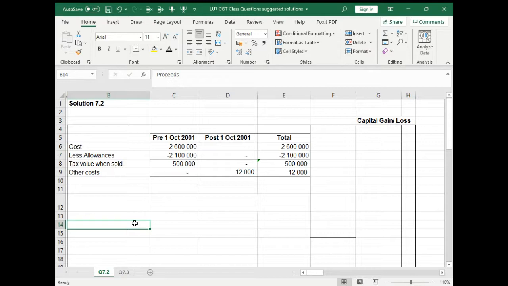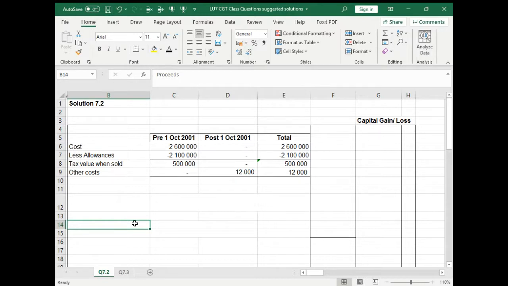We've got pre-October 2001, we've got post-October 2001, and we've got the total. Okay, now we know before 1 October, we bought that building for 2.6 million. Okay, and we know it was on the 1st of January, so that's prior to the 1st of October. So post-October, there's nothing there, so the total cost was 2.6 million initially.